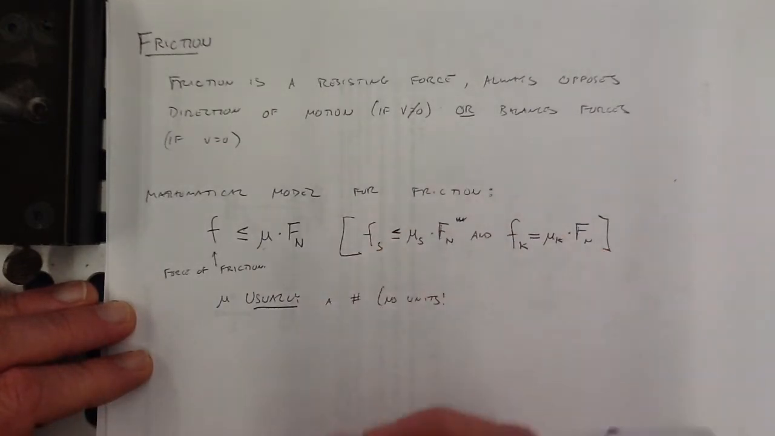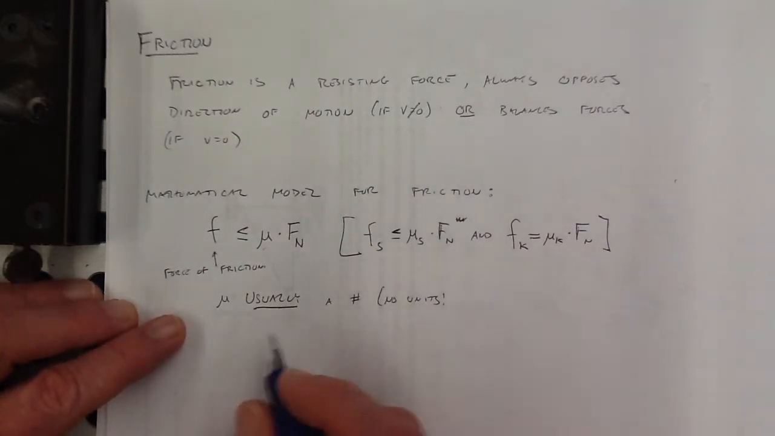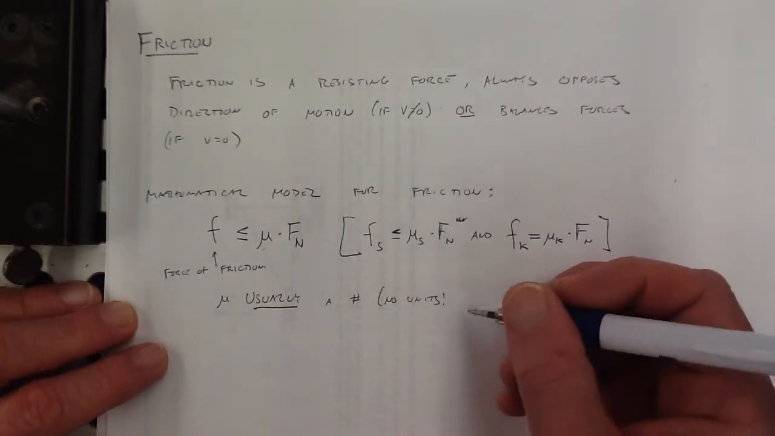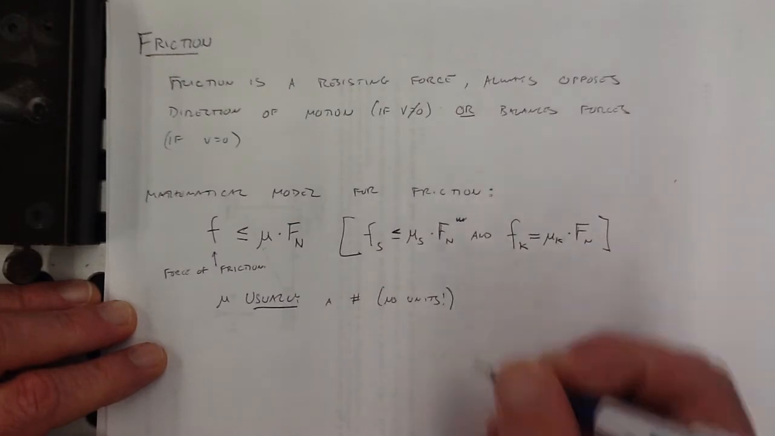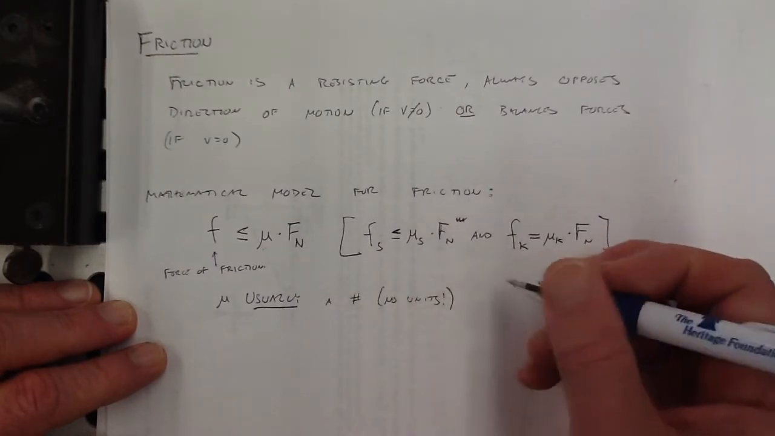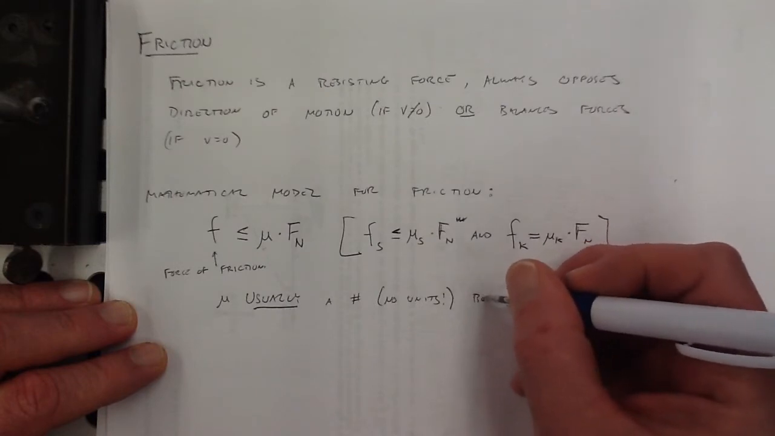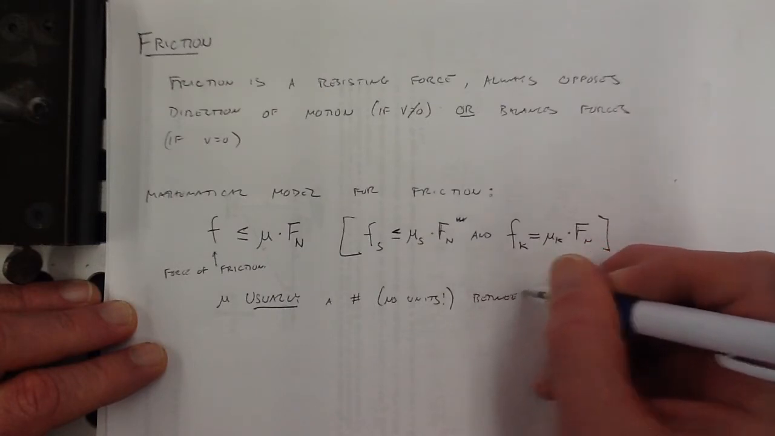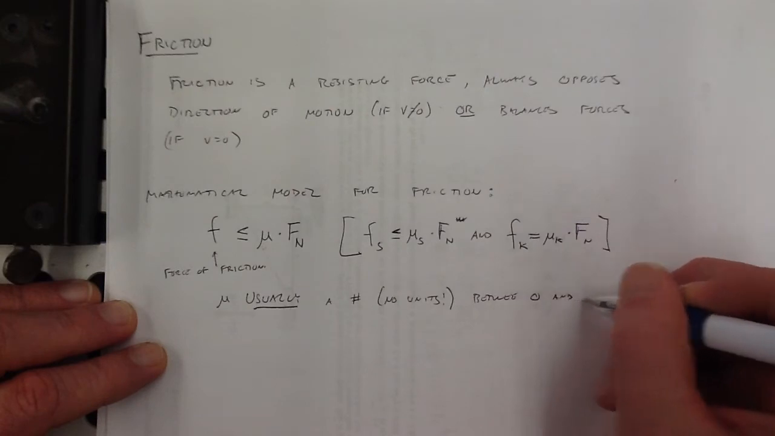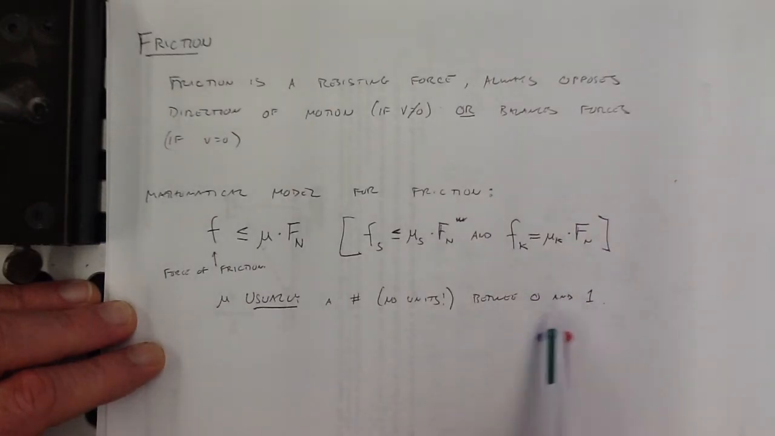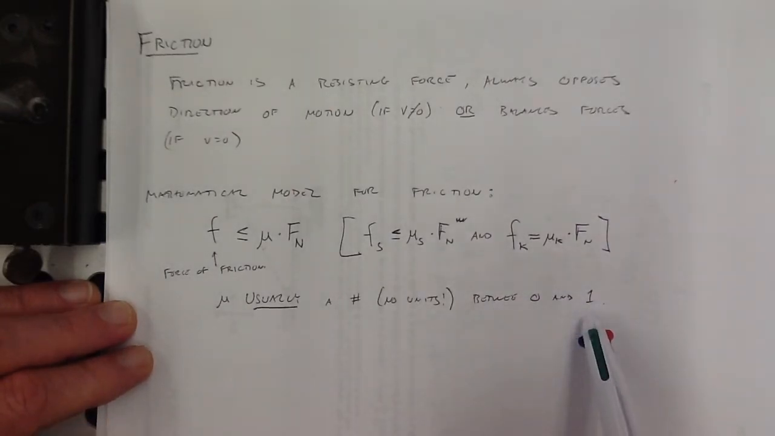So you can think of it that way, or you can think of it as just being like a scale factor. But it doesn't have any units, which is unusual for us. So it's a number with no units, or newtons over newtons, if you prefer. That is between 0 and 1. And if you think about that for a second, why would it be between 0 and 1?